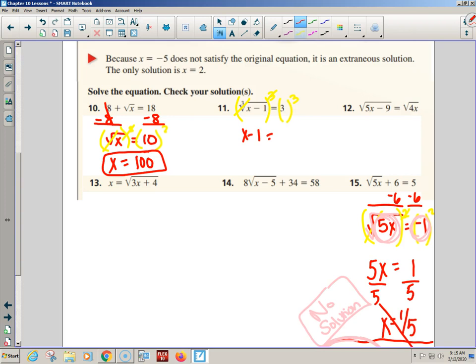27. 9 is 3 times 3 times 3. 9 times 3 is 27. All I gotta do is just add 1, and I end up with x is equal to 28. P.S. Neither of those are extraneous. You can plug them in, they'll work.